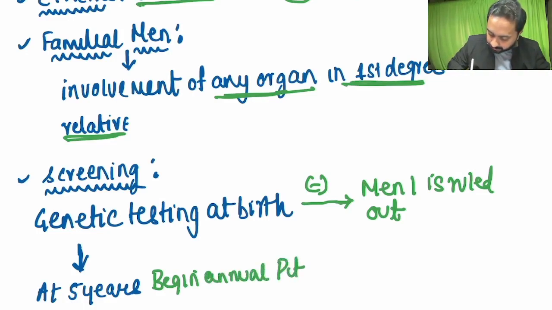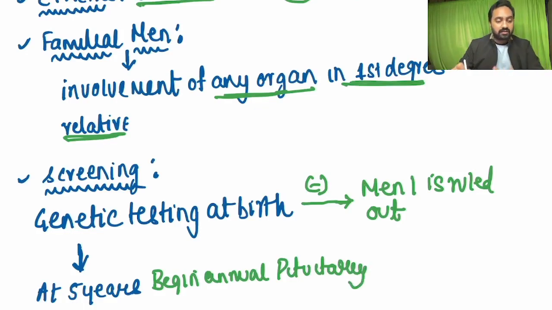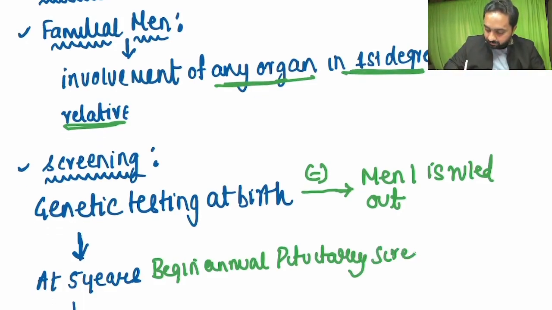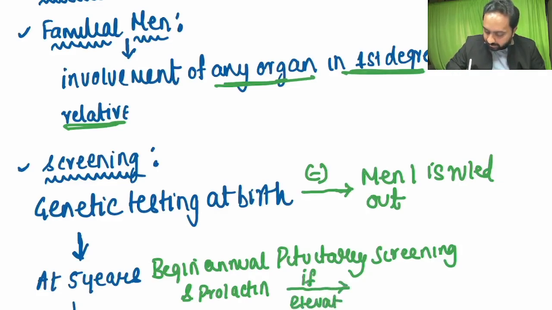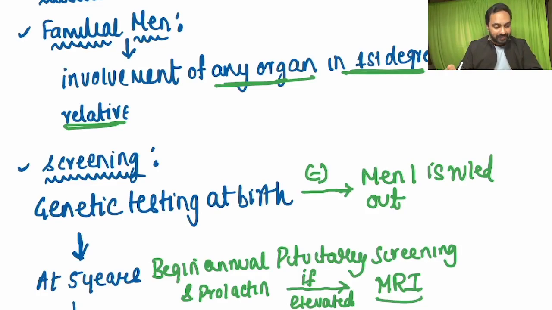Annual pituitary screening, right? So how do we begin the screening? We begin with the serum prolactin. Please again go back to the part of the video. The most common tumor involved in the pituitary is prolactinoma. Right. So serum prolactin. Now, if this is elevated, then there would be need to do what? Yes, magnetic resonance imaging, which is the MRI scan.